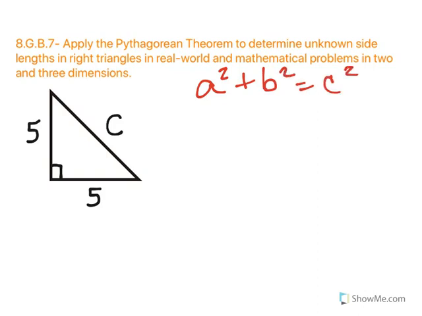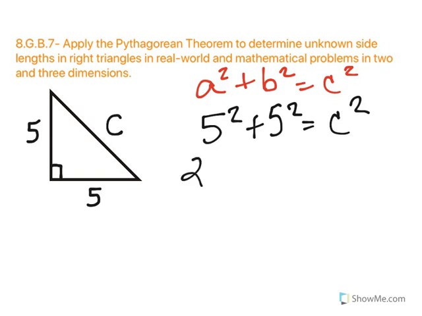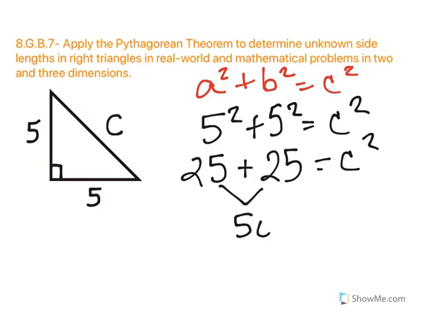And we substitute in our values. So we have 5 squared plus 5 squared equals c squared. 5 times 5 is 25. Our other leg is also going to have a 25 area. And that's c squared. When we add the two together, we get 50, and that equals c squared. So c must equal the square root of 50.